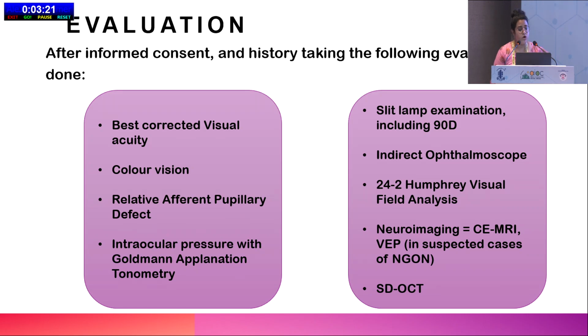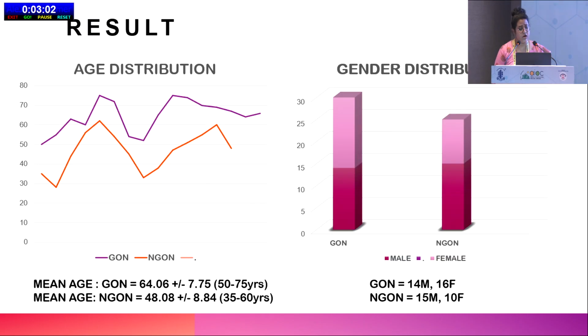Now after informed consent and history taking, the best corrected visual acuity of the patients was assessed, followed by color vision, RAPD, intraocular pressure with GAT, slit lamp examination including 90D, indirect ophthalmoscope, 24-2 Humphrey visual field analysis, neuroimaging wherever necessary, and SD-OCT.